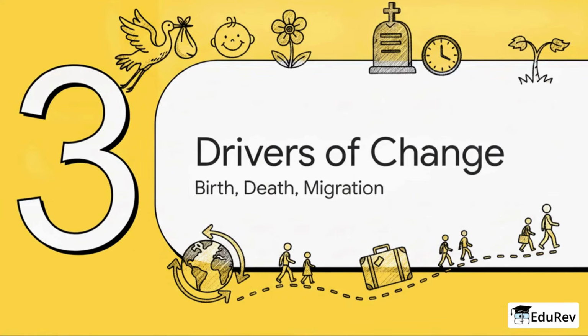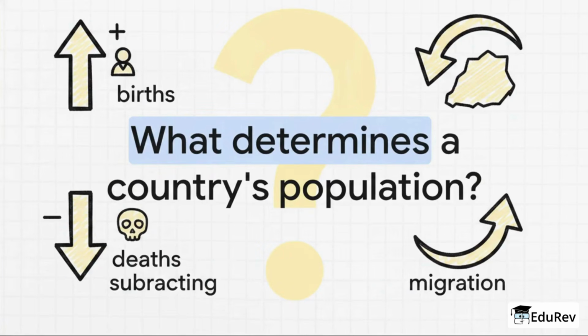Part 3. Drivers of population change, births, deaths, and migration. So what exactly fuels these massive shifts from explosive growth to a sudden plateau? If I ask you what determines a country's population, well, the answer really just boils down to basic math. A country's population is the cumulative result of three things over time: births adding to the population, deaths subtracting from it, and migration, people moving in or out.